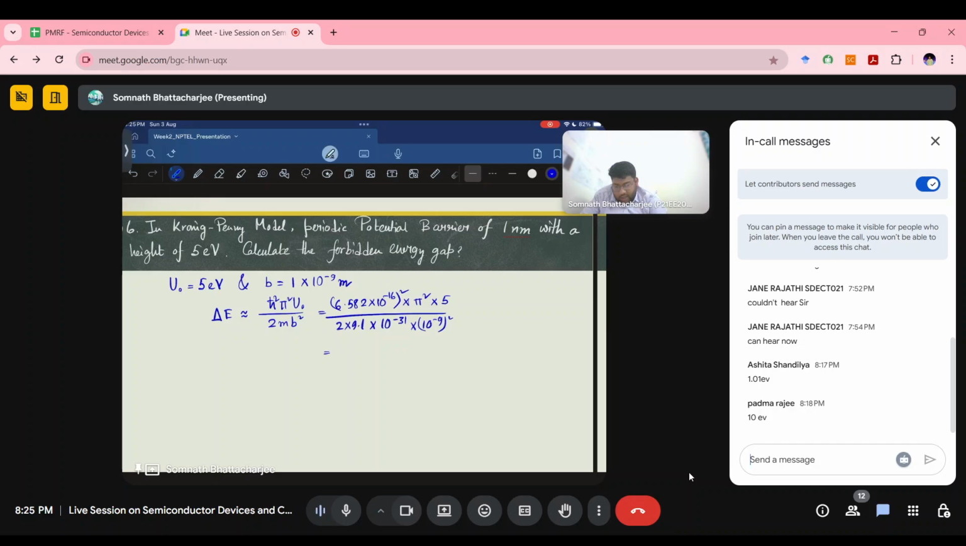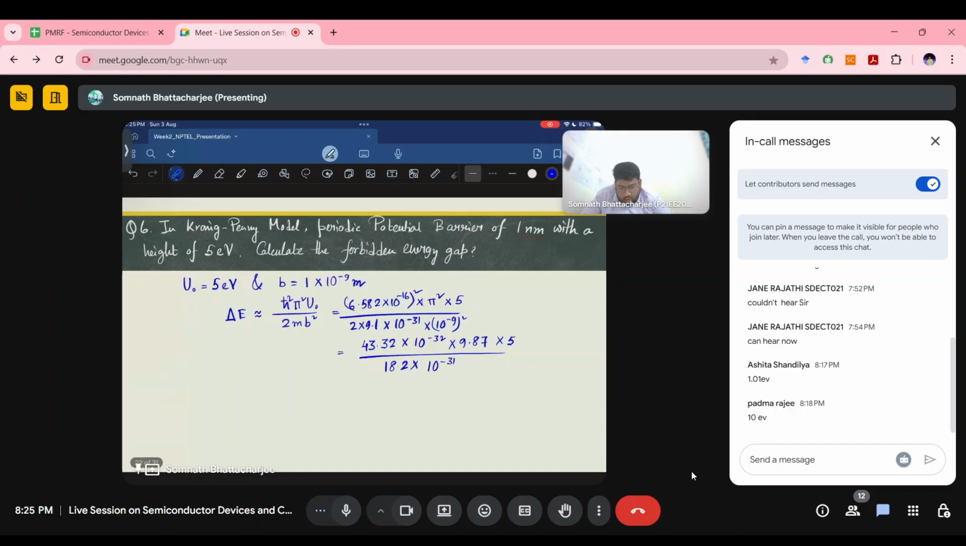6.582 into 6.582. This would be 43.32 into 10 to the minus 32 into pi into pi would be 9.87 into 5 divided by 9.1 into 2, that would be 18.2, minus 31. So just a second.